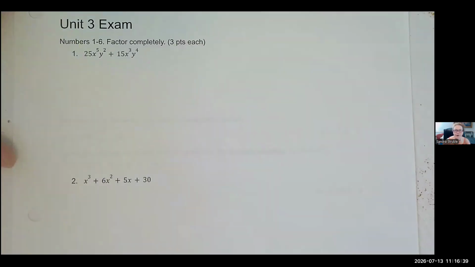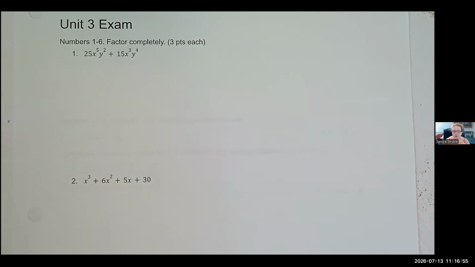Okay, let's cover the Unit 3 exam. This is numbers 1 through 6. There's only 6 of them. They're all 3 points each. Looking at the first one, the thing you need to do is figure out what they have in common.